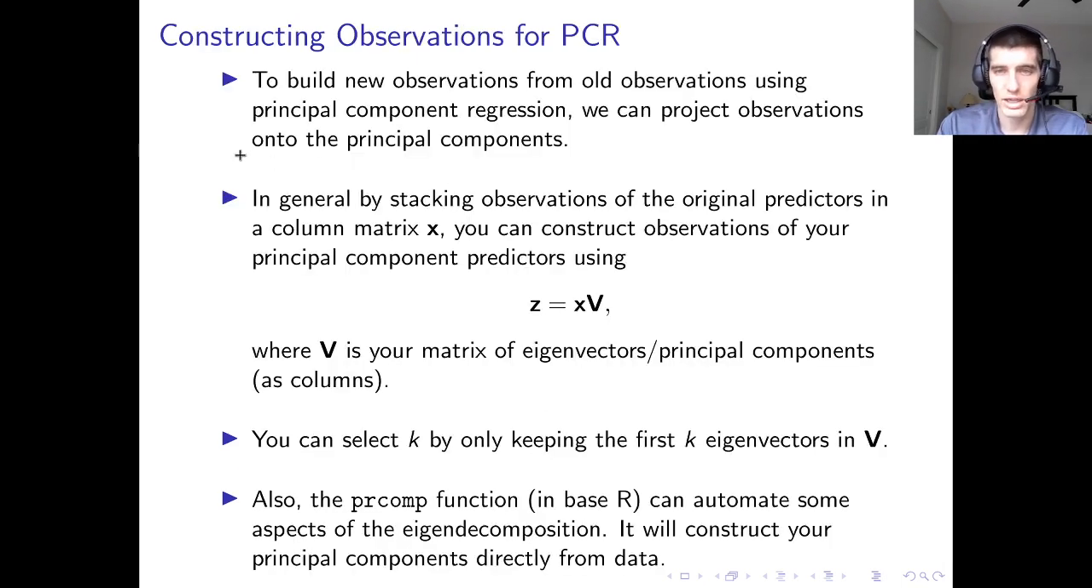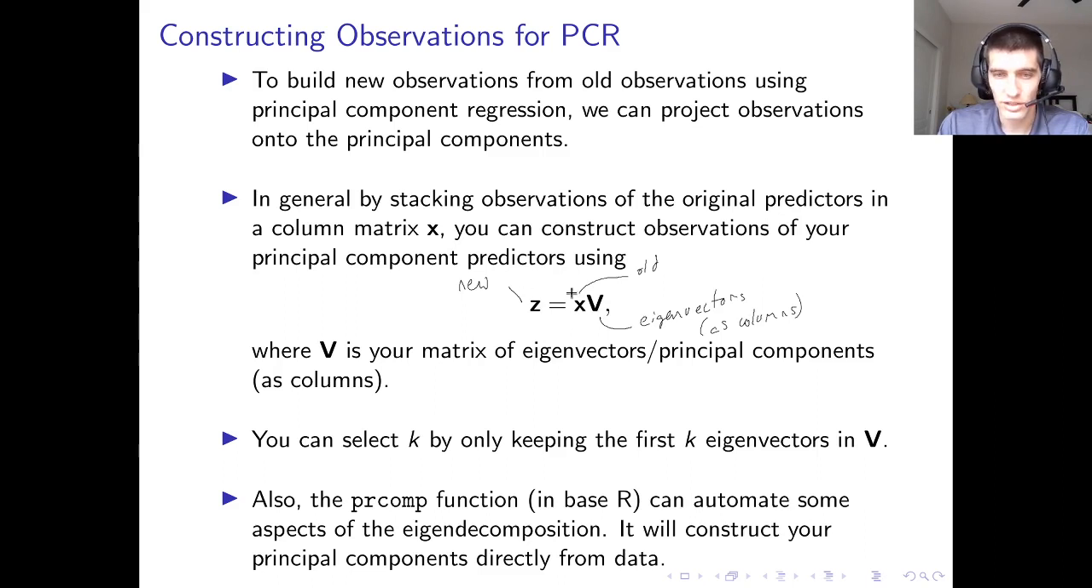But in general, to compute new predictors from old predictors, you can actually construct your observations using the following. Okay, so here's Z. This is your new predictors. And X is your old predictors, and V is your eigenvectors. Remember, this V matrix has your eigenvectors as columns. And so this will give you the new Z's.